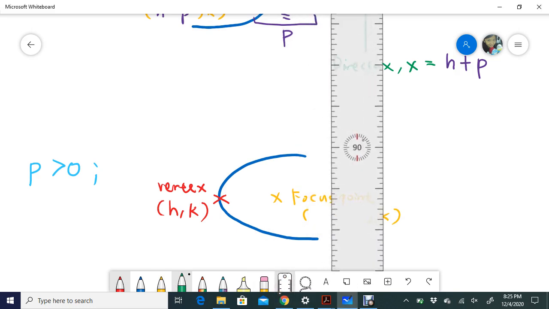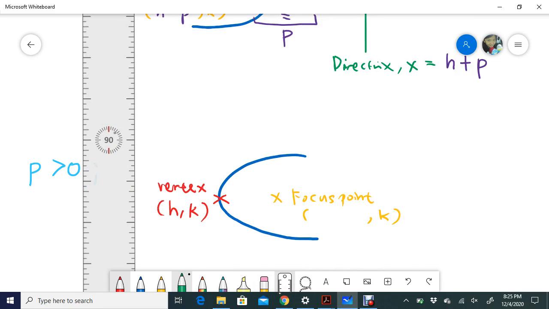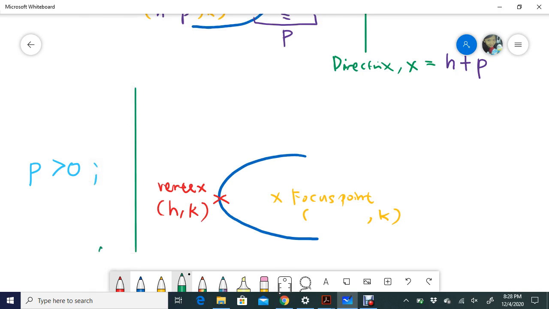So where will your directrix be then? Your directrix line will be behind or in front of the vertex. It will be in front of the vertex. So this will be your directrix line, x equals h minus p, because it is in front of the vertex. So for the focus point, the x coordinate will be h minus p.